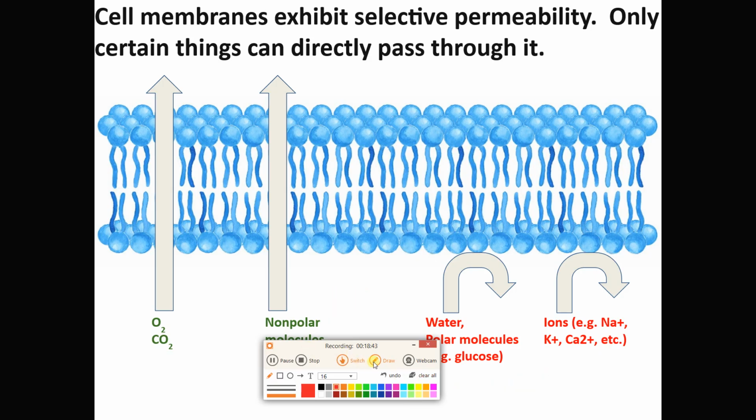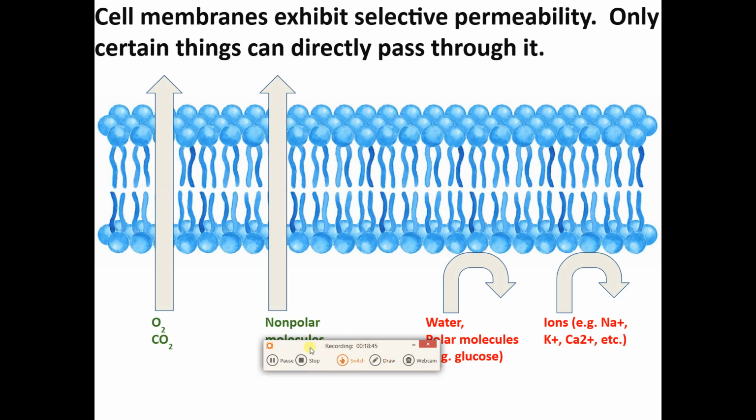However, as I'm sure you've realized, we might need to get ions and get sugar and get water to go through our membrane to get these things into or out of the cell as needed. But these things can't go directly through the phospholipid barrier. So how do we get certain things in?